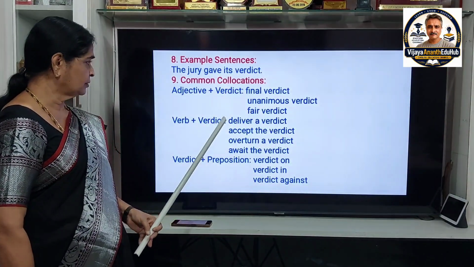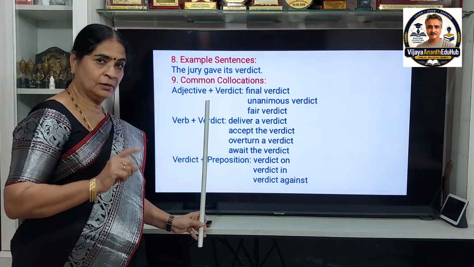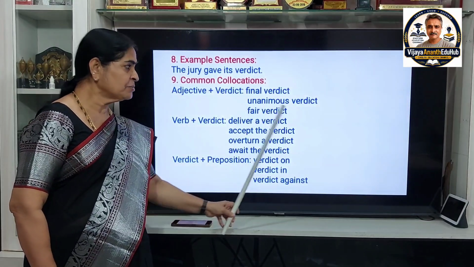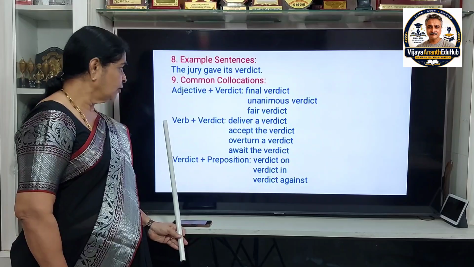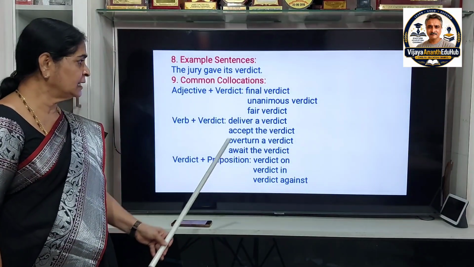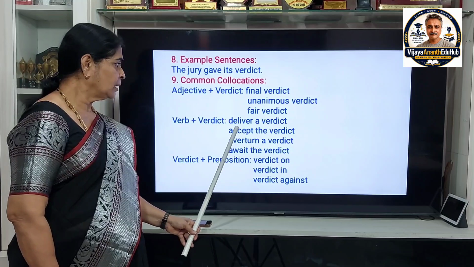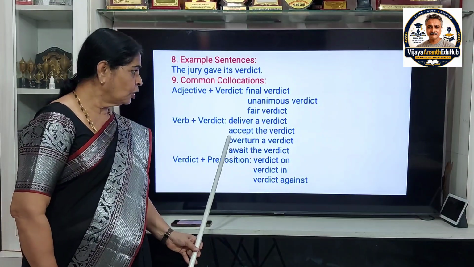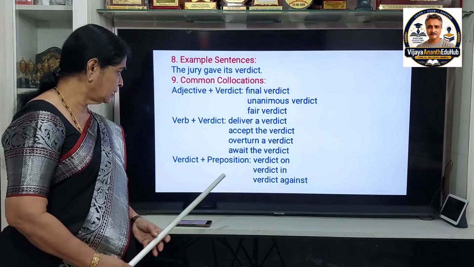And collocations: adjective plus verdict is one structure. Examples: final verdict, unanimous verdict, fair verdict. Verb plus verdict: deliver a verdict. Deliver is a verb. Deliver a verdict, accept the verdict, overturn the verdict, await the verdict.